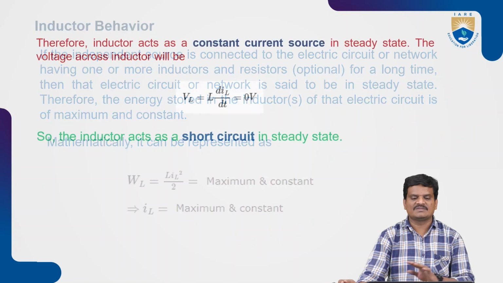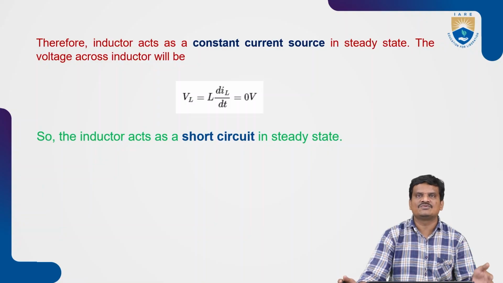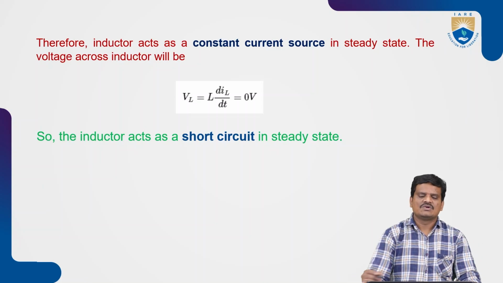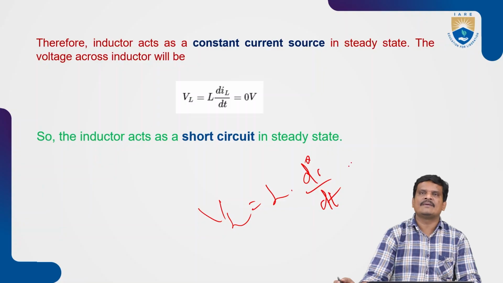From the above expression, the inductor will generally act as what? It acts as a constant current source whenever it is present in a steady state. Inductor will act as a constant current source in case of a steady state. So if I want to calculate the voltage across the inductor, the formula is L into di by dt.